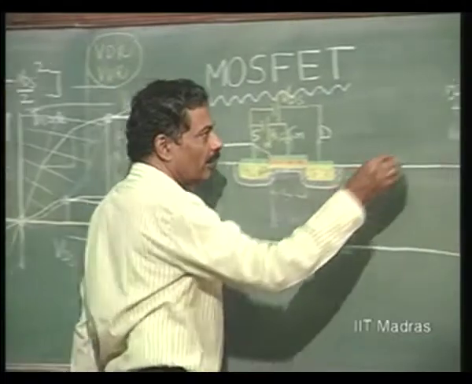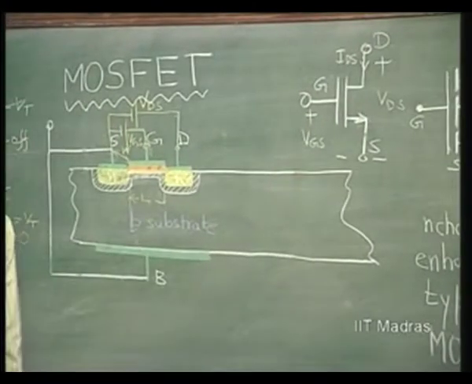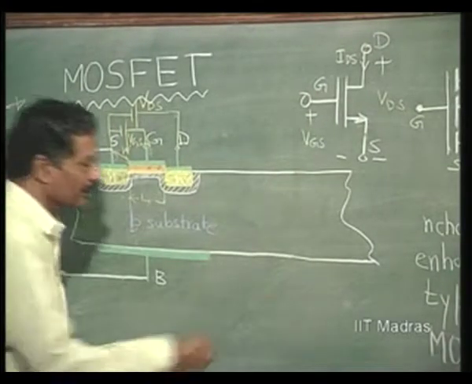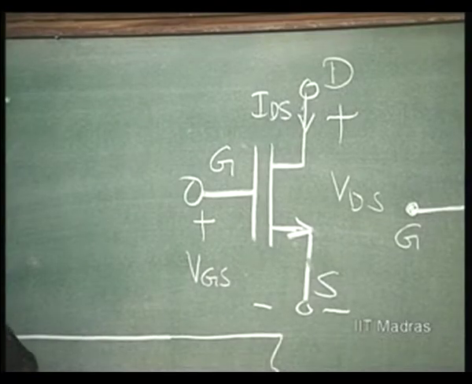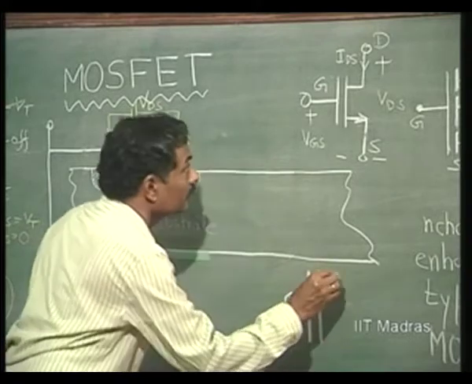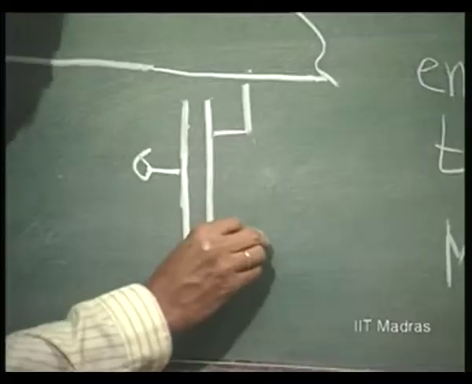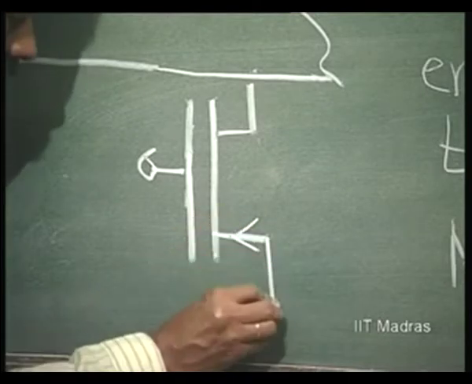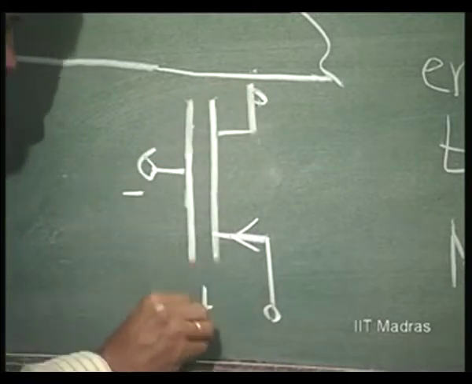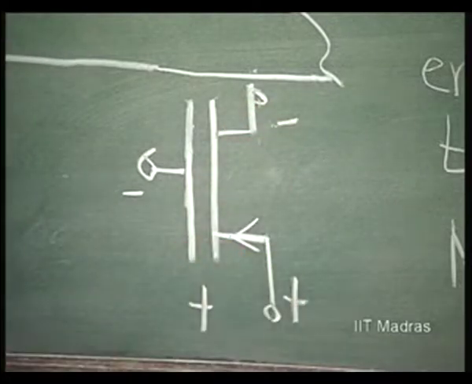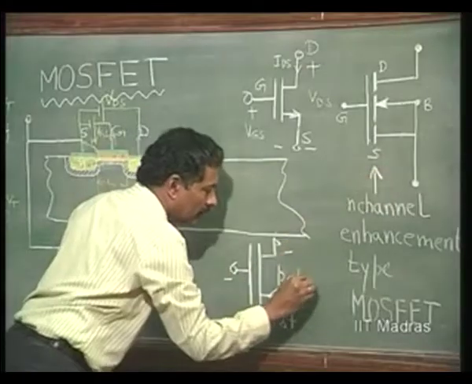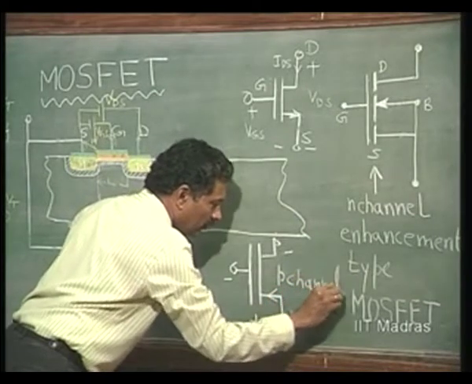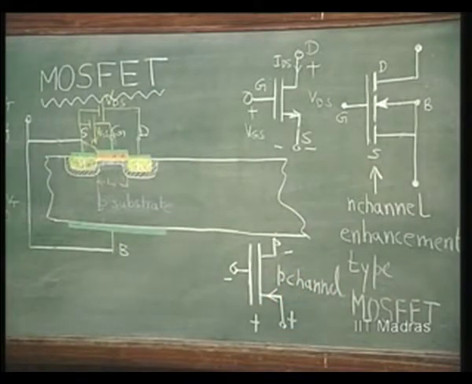The symbol, obviously, this arrow is going to be in the opposite direction. Negative, negative. So, this is for the P channel enhancement type of MOSFET.